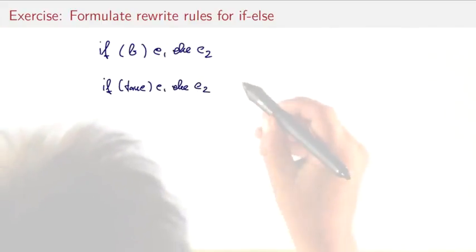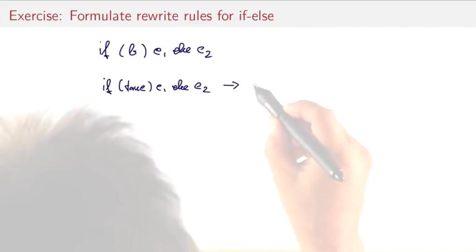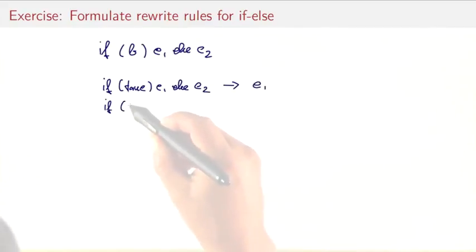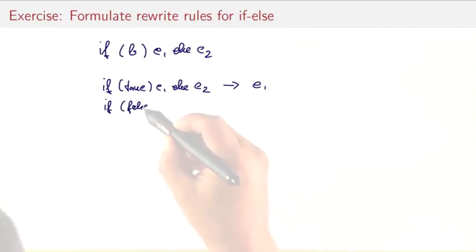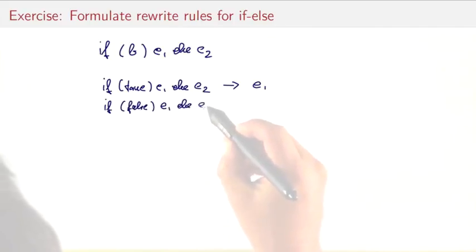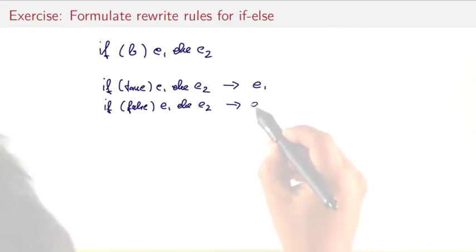What would that rewrite to? Well, it would rewrite to the then part E1. And conversely, if the Boolean condition is false, then the conditional would rewrite to the else part E2. So those are the two rules that we are after that characterize the behavior of the conditional completely.